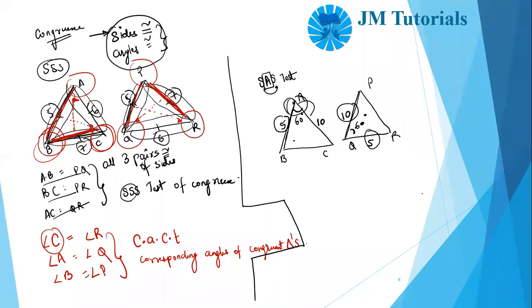SAS test. Now let's write: seg AB is congruent to QR. उसके बाद AC is congruent to PQ. What is 10 over here? This is 10. AC is PQ.